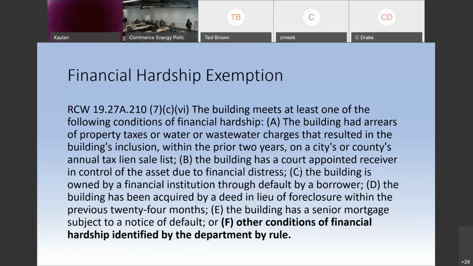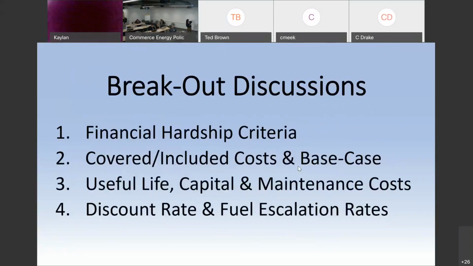All right, now we're gonna shift into our workshop. We already took care of topic one for now, so we're gonna focus on the three remaining topics. Greg is going to be facilitating discussion about covered and included costs. David Van Hold is going to be taking useful life, capital, and maintenance costs. And Chuck is going to be taking discount rate and fuel escalation rates. What we're going to have you do is self-select into three groups. Make sure we're somewhat evenly distributed so we don't have two in one group and 20 in another group. We're going to spend about 15 minutes talking through each topic and then rotate through. So you'll get a chance to provide input on all three topics, but stick with your same group and rotate through. Greg is going to be here in this corner. Does that work?